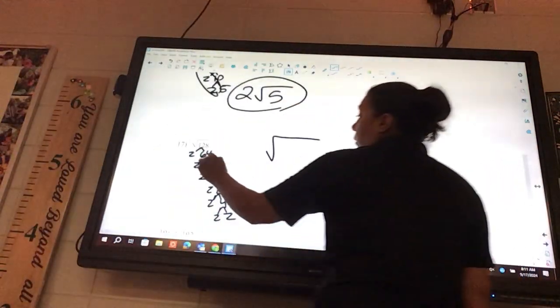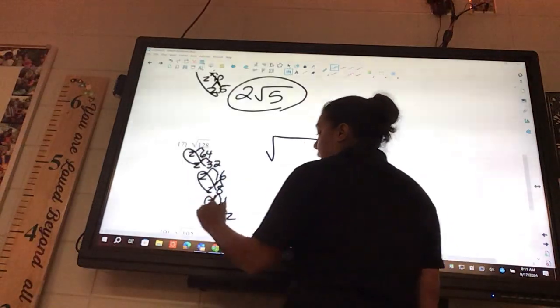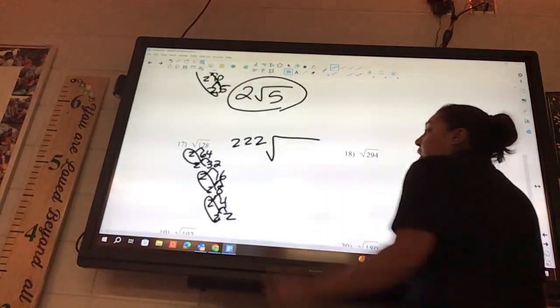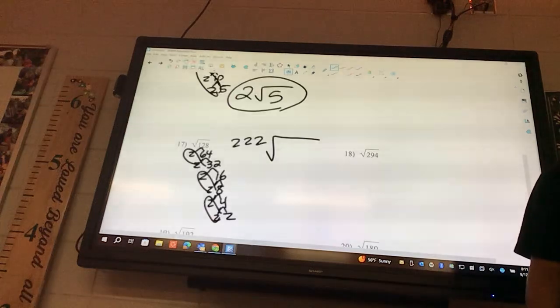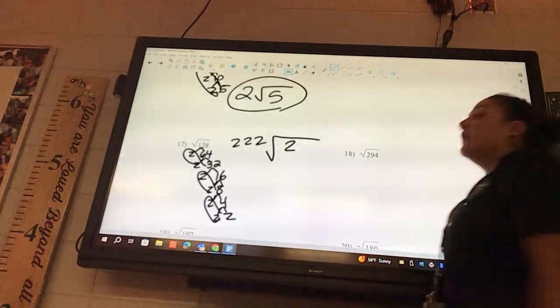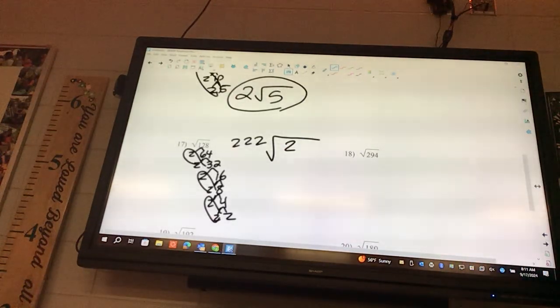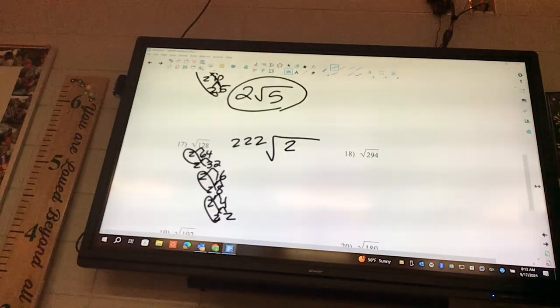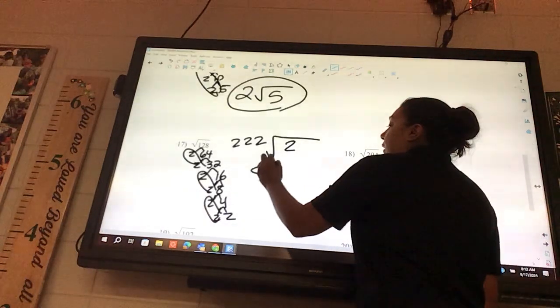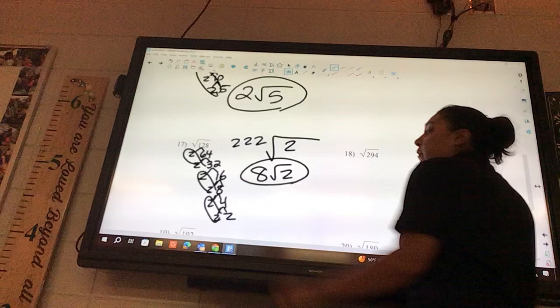How many groups are allowed to go? 3. 1, 2, 3. I agree. Who's not allowed to go? 2. 1, 2. And then 2 times 2 times 2? 8. It's going to be 8 square root 2.